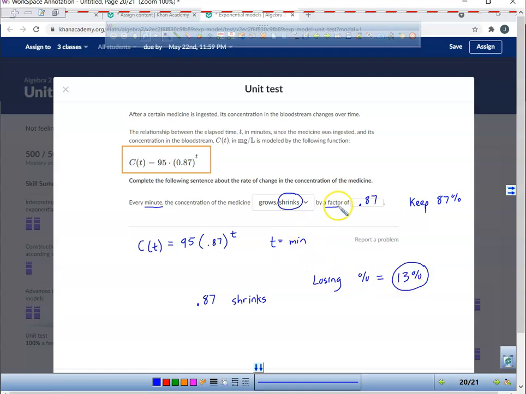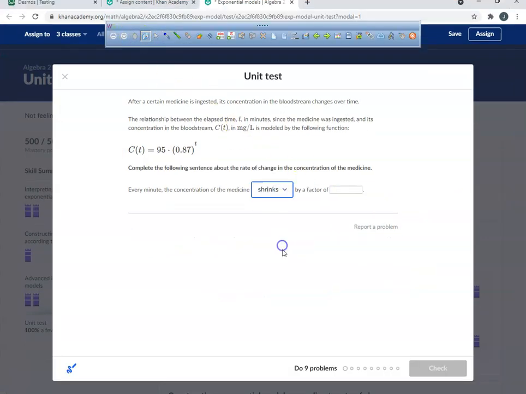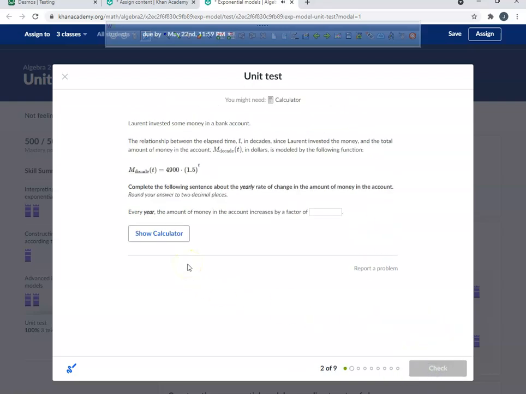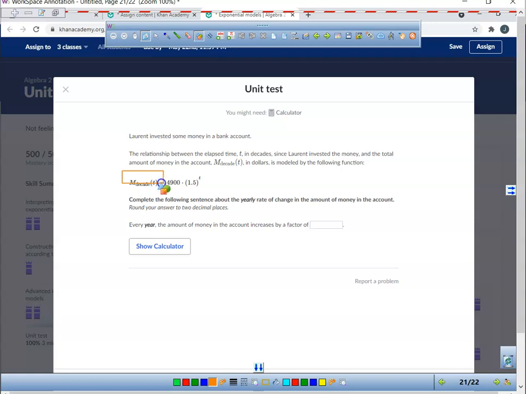Okay? So right now, all I'm going to do is put shrinks and put a factor of 0.87. So we say shrinks. What's our factor? 0.87. Okay. Oh, tricky, tricky, tricky.